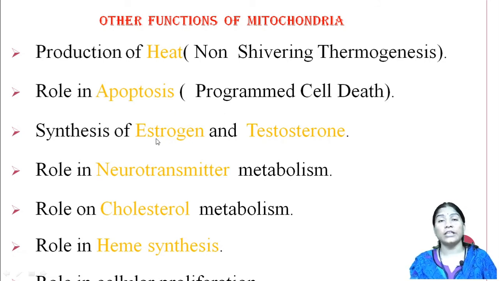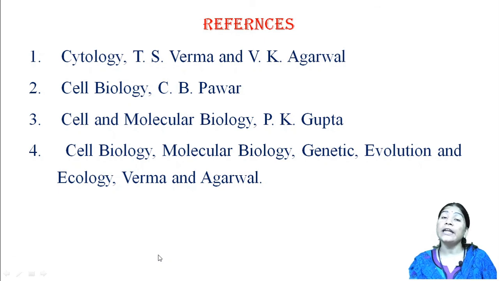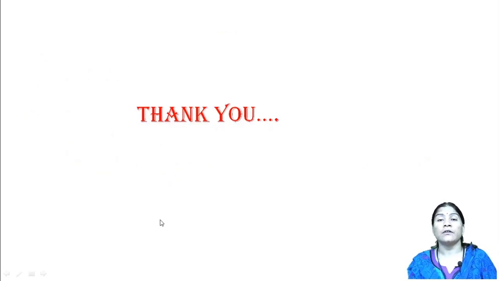In animals and human beings, they also play an important role in the synthesis of estrogen and testosterone. They play an important role in neurotransmitter metabolism and cholesterol metabolism. They also play an important role in the synthesis of heme, that is the blood molecule. So, these are the different references regarding cell biology.